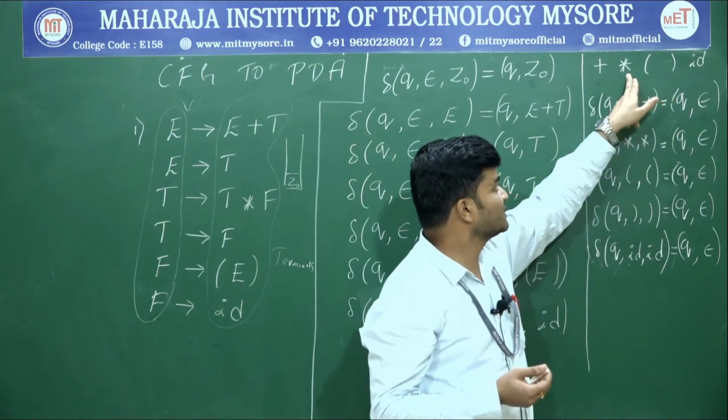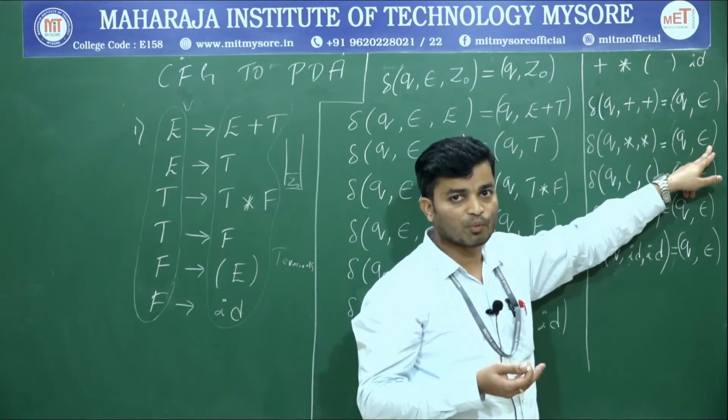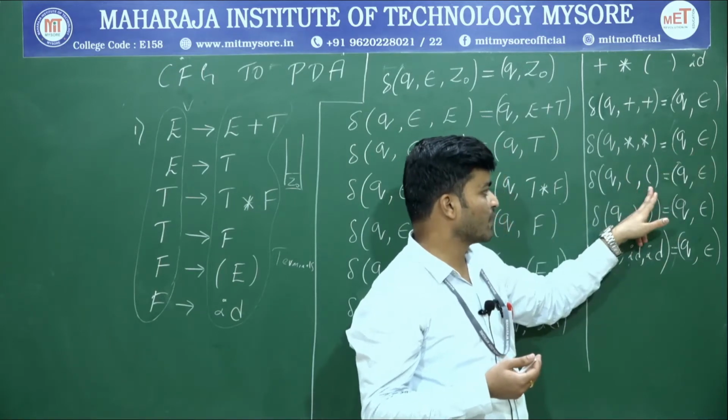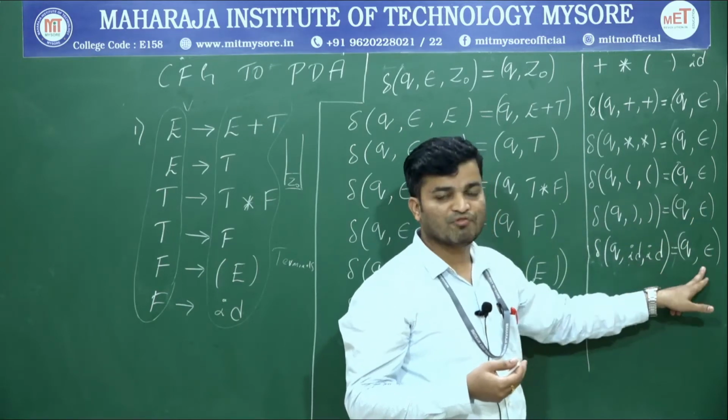So what's the next terminal? Star: q comma star, q comma epsilon. Again we are performing a pop operation. Similarly for opening parenthesis, epsilon; closing parenthesis, epsilon; and ID comma ID, we are going to perform a pop operation.